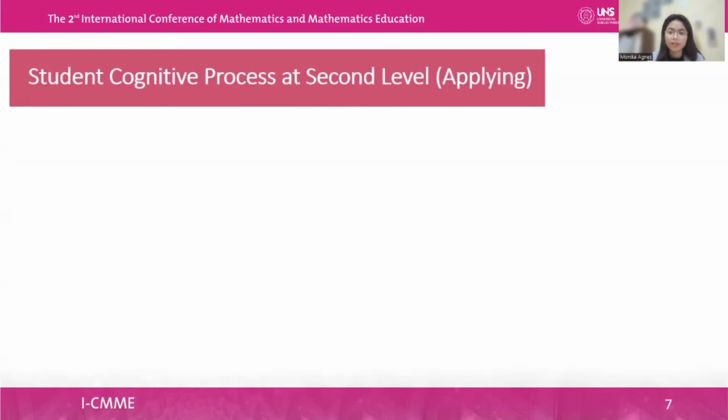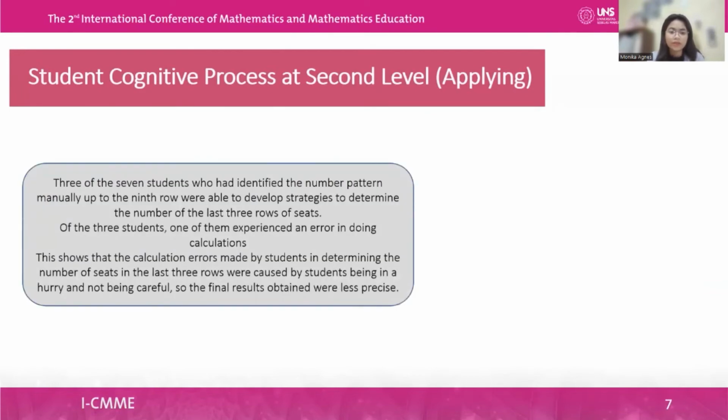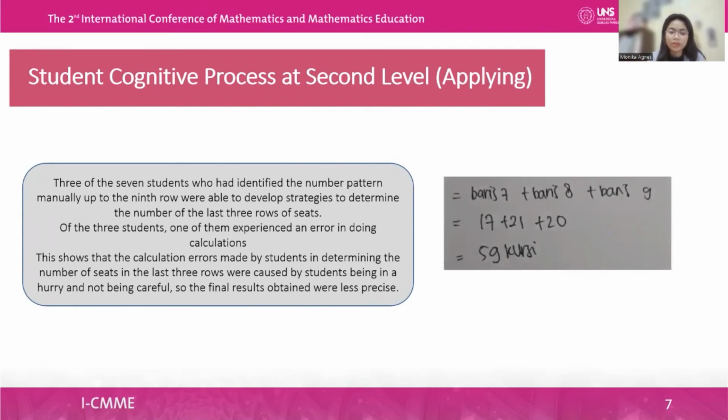Next, student cognitive process at second level. 3 of 7 students who had identified the number pattern manually up to the nth row were able to develop strategies to determine the number of the last 3 rows of seats. Of the 3 students, 1 of them experienced an error doing calculation. This shows the calculation errors made by students in determining the number of seats in the last 3 rows were caused by students being in a hurry and not being careful, so the final result obtained was less precise.